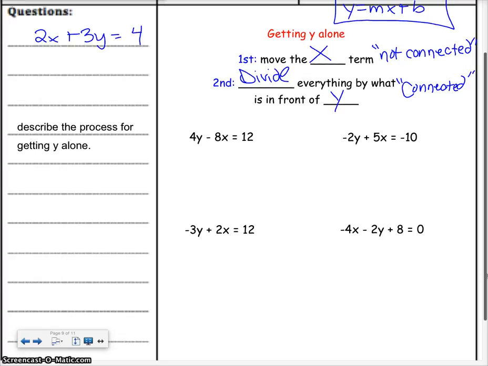Okay, so this first one, I want to solve for y. Y is not by itself right now. I have a 4 by it and a negative 8x by it. So according to my steps, I need to move the x term first. Well, how do you move minus 8x? Yep, plus 8x to both sides.